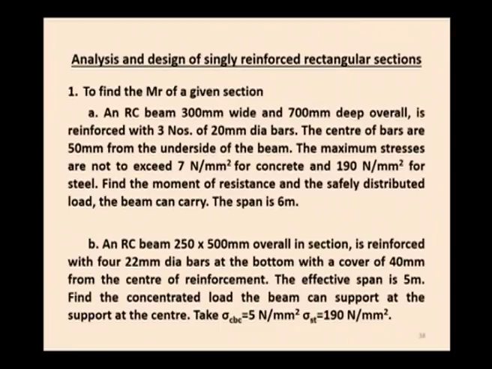Now, we are going to solve some problems. First one: an RC beam 300 mm wide and 700 mm deep overall is reinforced with 3 numbers of 20 mm diameter bars. The centers of bars are 50 mm from the underside of the beam. The maximum stresses are not to exceed 7 Newton per millimeter squared for concrete and 190 Newton per millimeter squared for steel. Find the moment of resistance and the safely distributed load the beam can carry. The span is 6 meters. After finding the moment of resistance, we are going to find the safely distributed load by deducting the self weight of the beam. That is the actual safe distributed load the beam can carry.